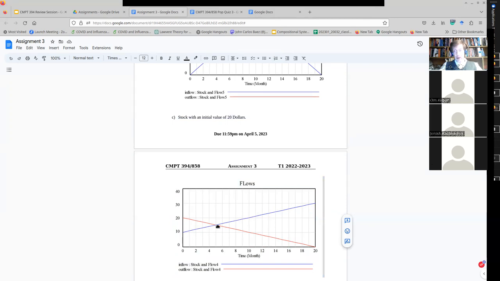So when will we have a day where we have no change in the value of the stock? It won't be going down anymore. When is that? Yeah, day five. It's the day they cross, right? Day number, time equals month five. They're equal. So whatever dollar value we started with on that day will be the dollar value we have at the end of the month.